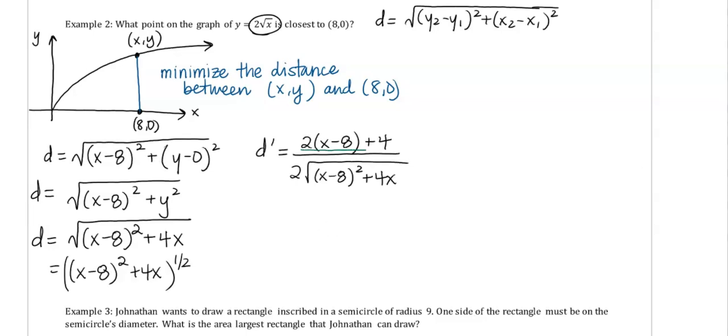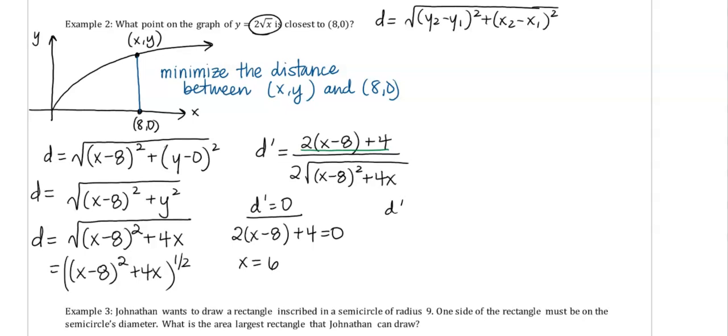So everything in the numerator there is just the derivative of what was under there. Now that we have our derivative, we can look for when the derivative is equal to 0. That'll happen when the numerator of this expression is equal to 0. Solving this equation will give us that x is equal to 6.